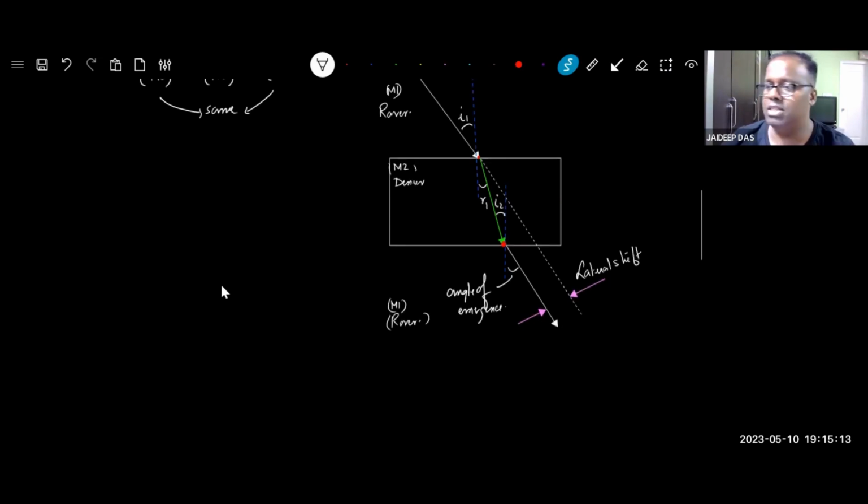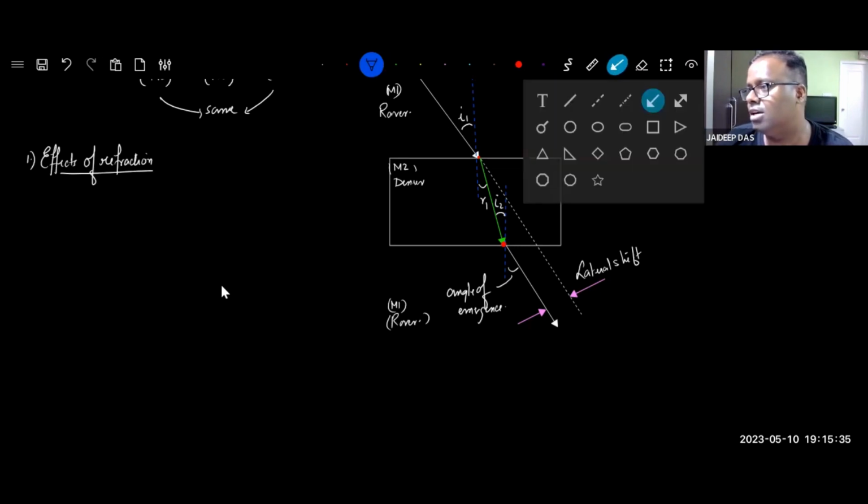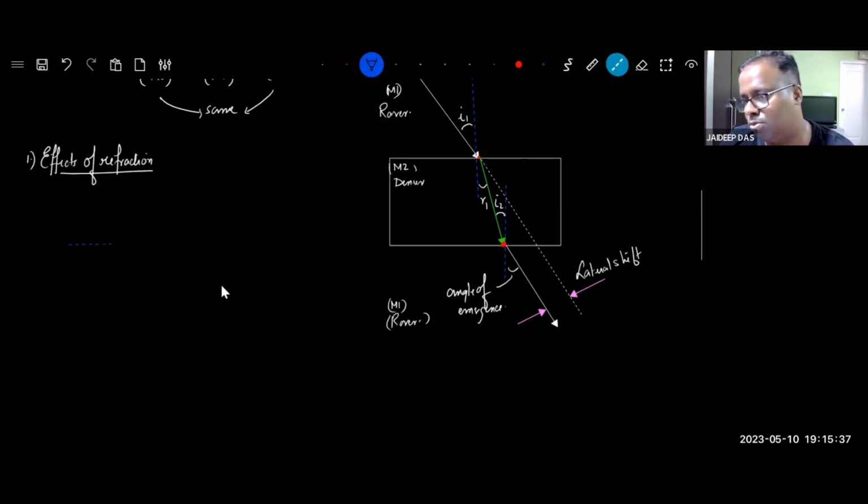Let's see some of the effects of refraction. And we start our class from today. That is, effects of refraction. Like one of the most common effects, let's try to draw and again see. Let's suppose this is a water pool. Let's say this is a swimming pool.